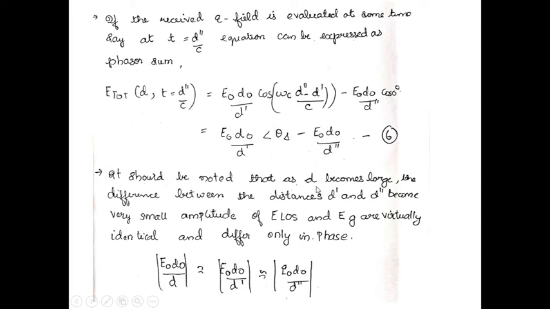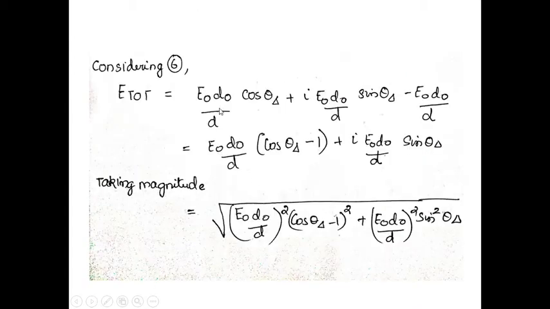So it should be noted that as d becomes very large, the difference between the distances becomes very small and the amplitudes become virtually identical and differ only in phase. So we can modify this particular equation. We can write it as E0 d0 by d.